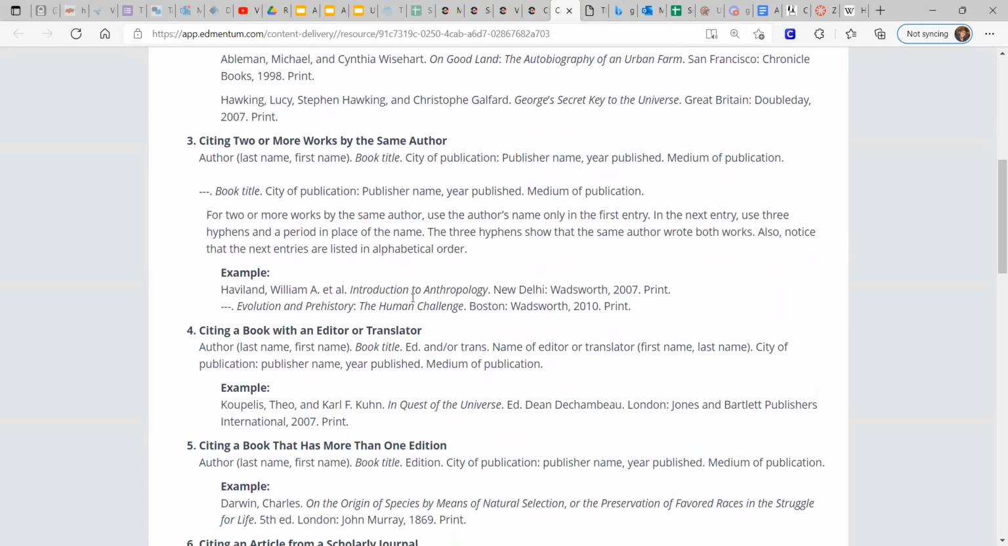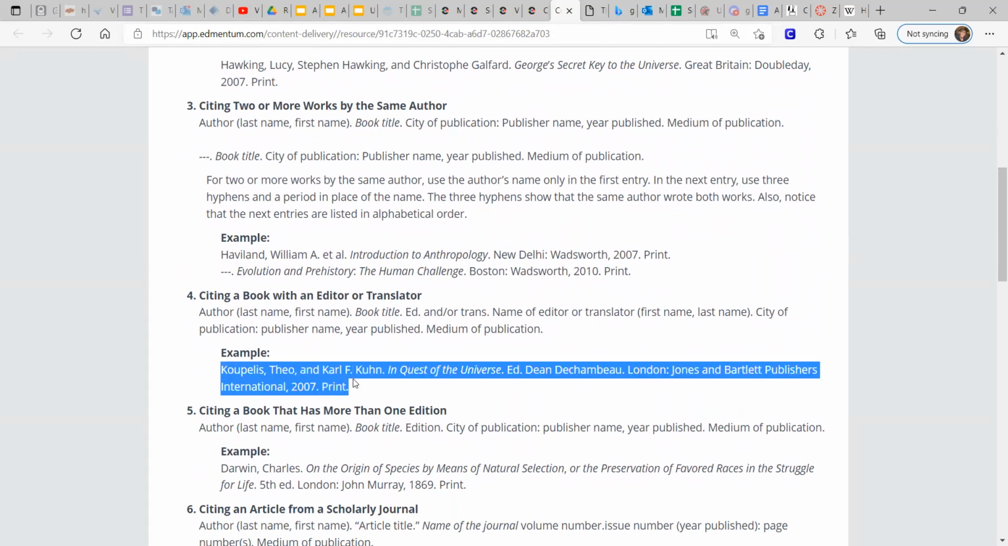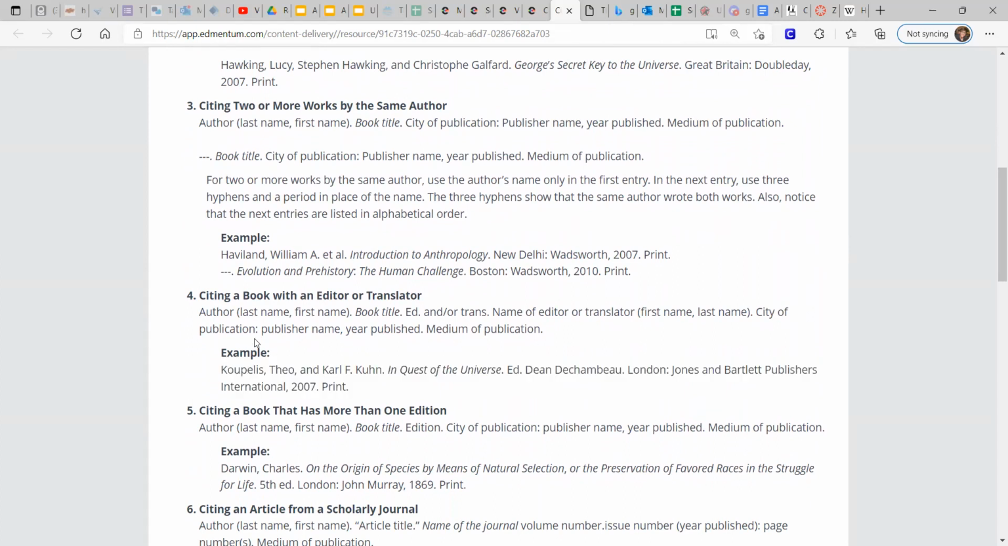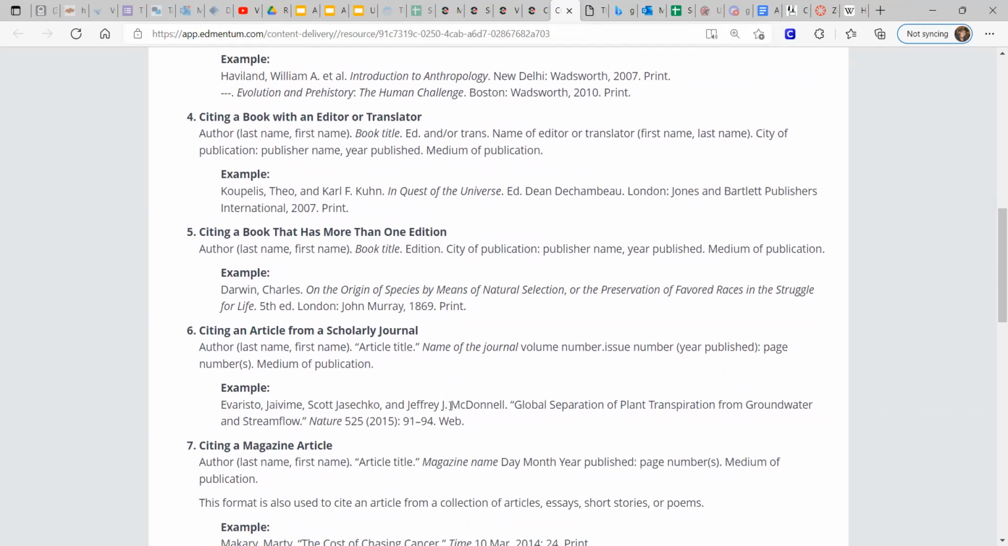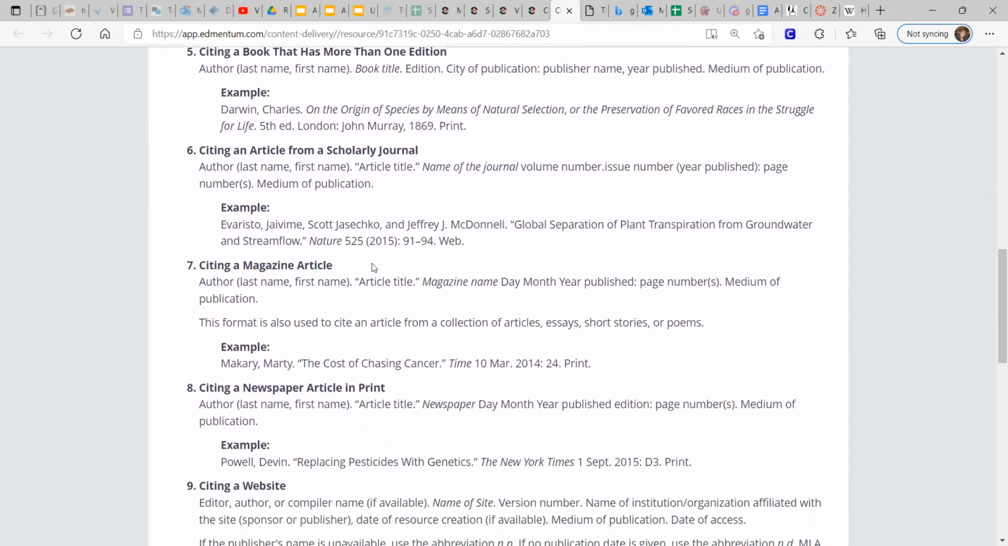Sometimes you'll run into a book that was originally written in another language and then had to be translated. So that would be an example of this. So you would have the author, book title, and then editor or translator afterwards. And that's all I think you really need to look at for now.